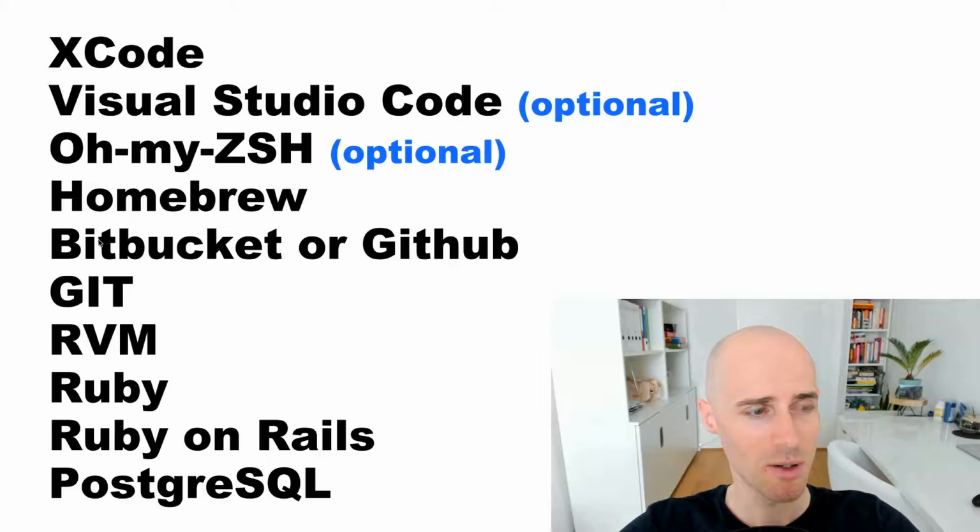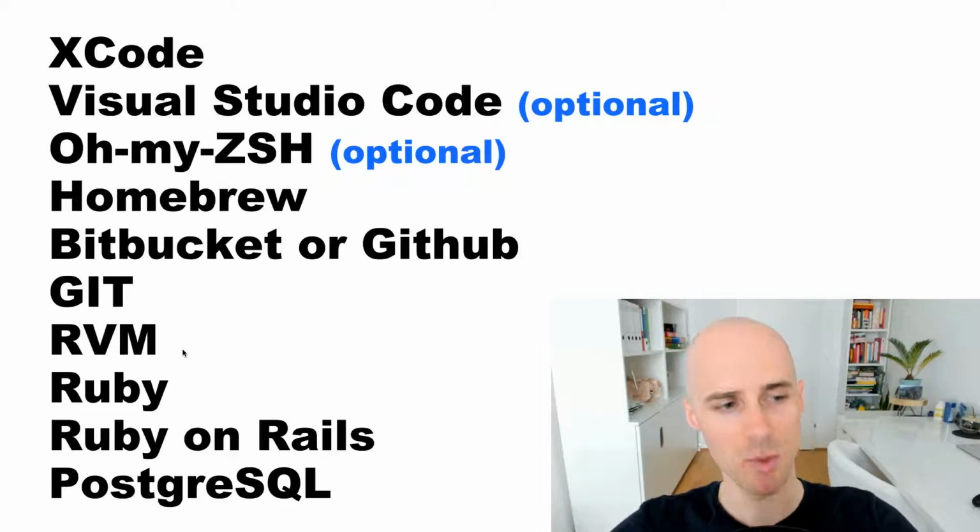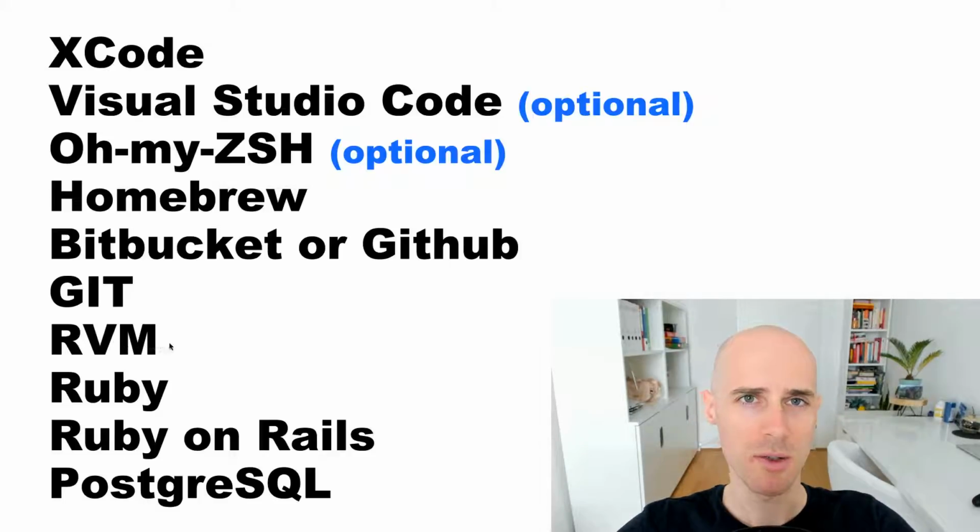Next step is we have to sign up for a Bitbucket or Github account. Then we will set up the Git username and the Git email address locally on your computer. After that, we are starting with basically the Ruby and Ruby on Rails installation. This begins with RVM. This is the Ruby version manager. And then we're installing Ruby. Then we're installing Ruby on Rails. And in the end, we're installing PostgreSQL. That's where the setup is leading you.